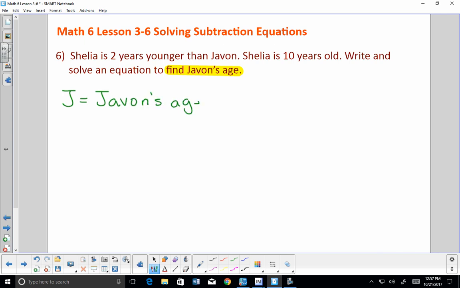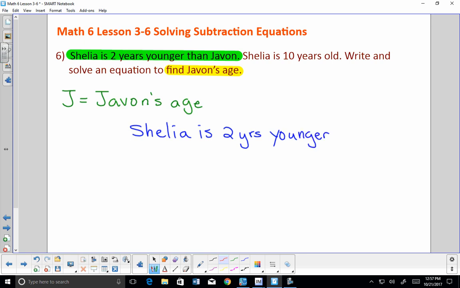Now, I need to see if I can figure this out. It says Sheila is 2 years younger than Javon. That's really important. I can use that whole phrase right there. Just that portion of the question can give me my entire equation. Sheila is 2 years younger than Javon. From that simple sentence, I can write my entire algebraic equation.